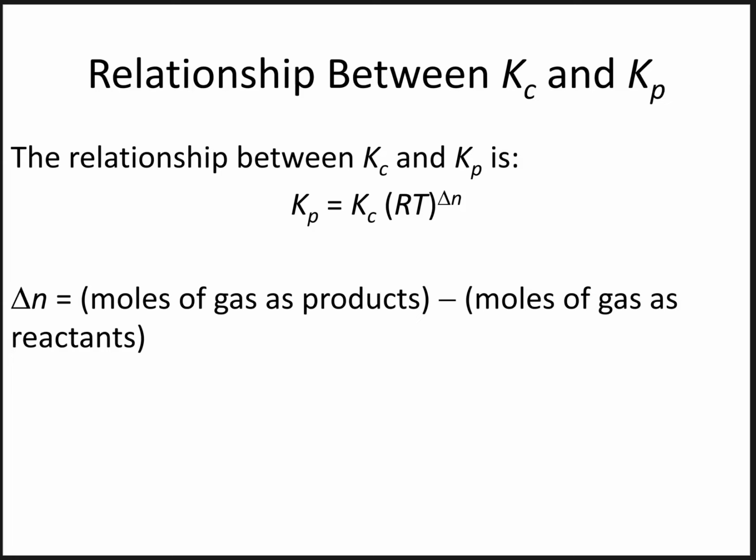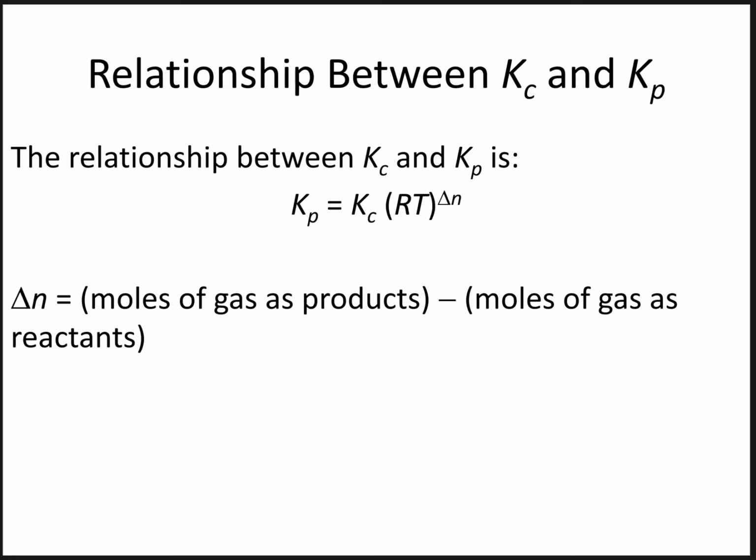Well, the equilibrium constant in the gas phase is equal to the equilibrium constant in solution if you multiply it by the gas constant R times the temperature T in Kelvin and raise that to the power of delta N, where delta N is the number of moles of gas as a product from the balanced equation minus the number of moles of gas as a reactant.